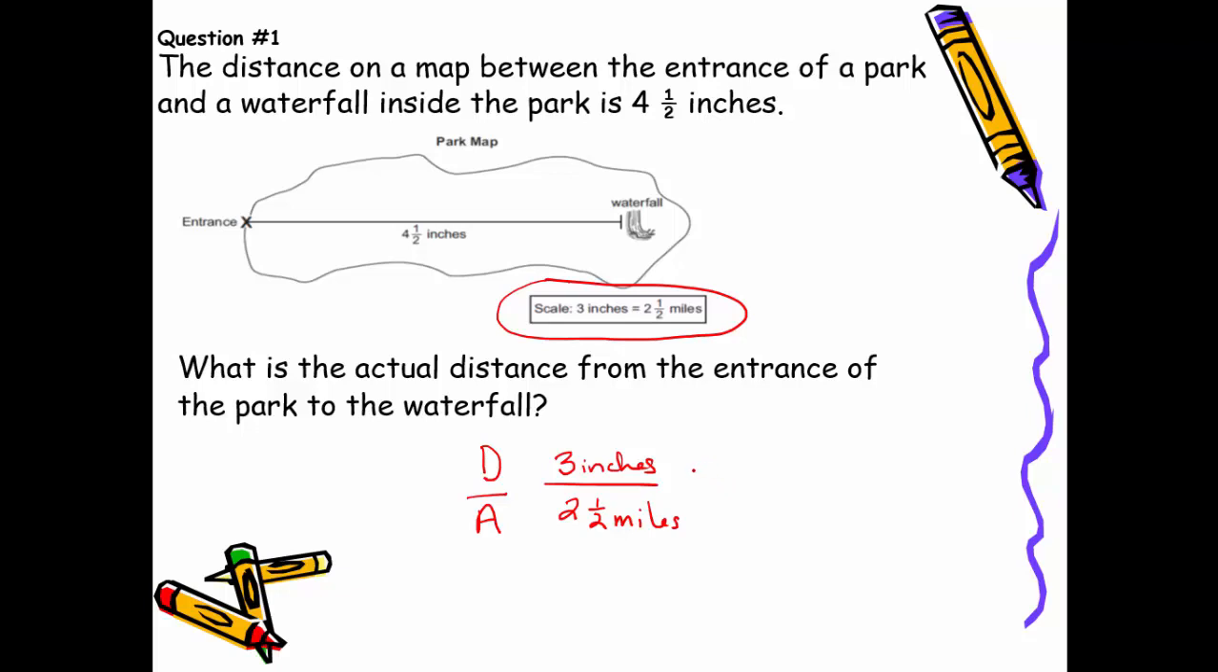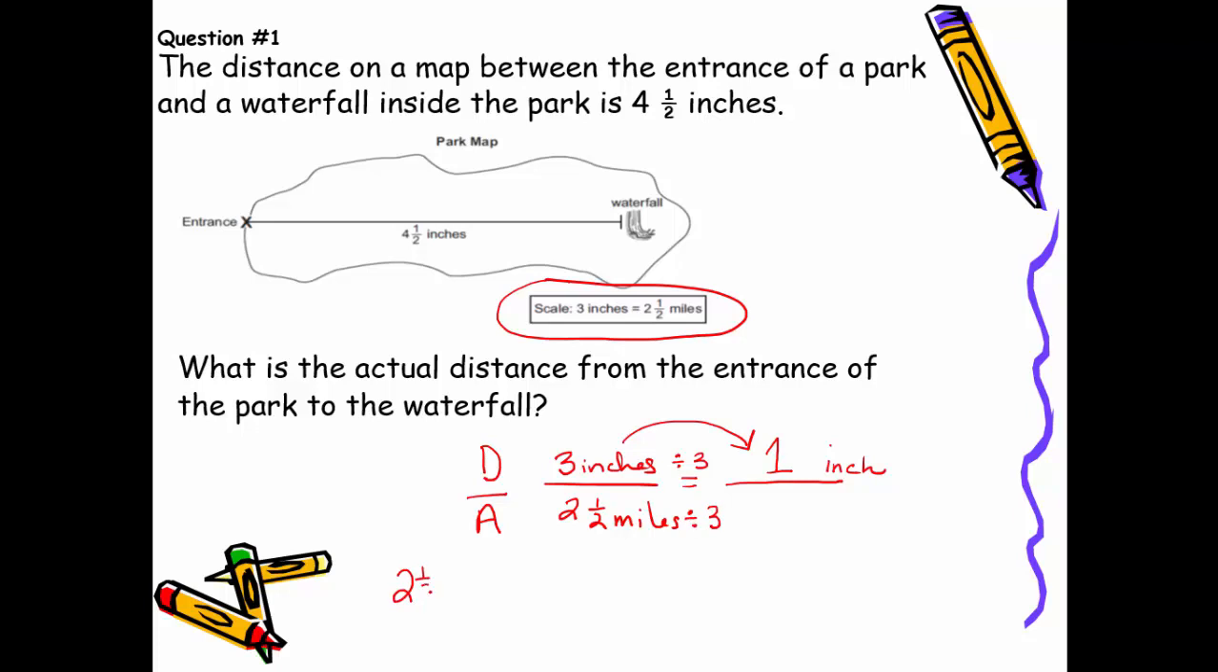Well, I'd say to myself it might be easier for me to work with if I had some sort of quote-unquote unit rate. If I knew how many miles 1 inch was, I might find that helpful. So I'm going to set up an equivalent ratio. I'm going to do 3 divided by 3 gets me to 1. If I'm going to divide the top by 3, I'm going to divide the bottom by 3.